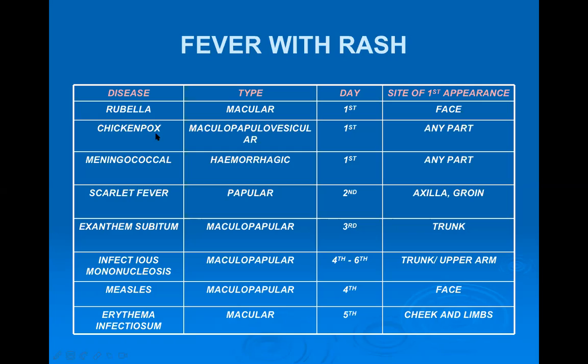Now, what is the causative agent of chickenpox? Anybody? Which virus causes chickenpox? Sir, varicella zoster virus. You're absolutely correct. It's varicella zoster virus. You should have studied this in microbiology. Let me write it here. VZV, varicella zoster virus, is the causative agent.